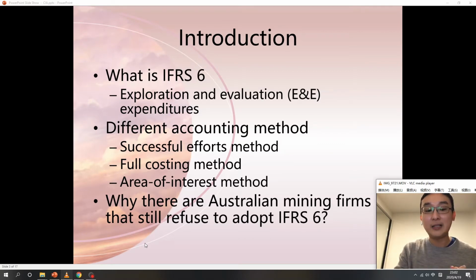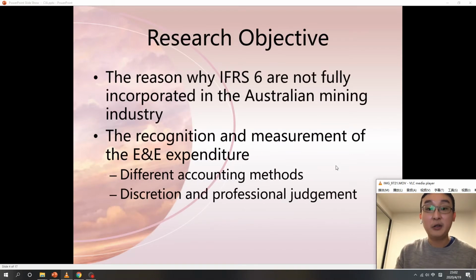Even though IFRS 6 has been introduced in Australia for about 15 years, there are actually still companies that were very reluctant and refused to adopt IFRS 6. So our main topic for our report is to understand why there are Australian mining firms that still refuse to adopt IFRS 6. Now we'll proceed to the research objective.